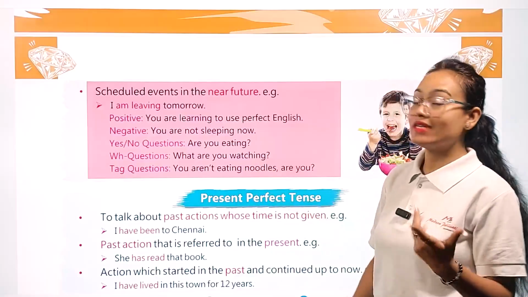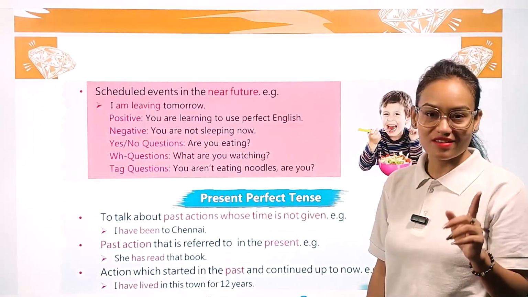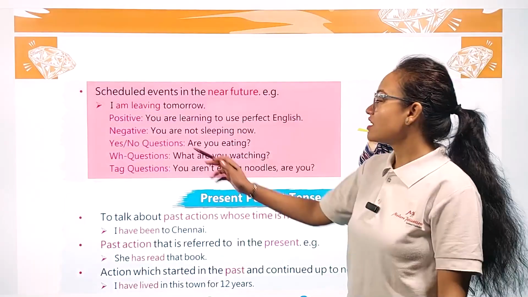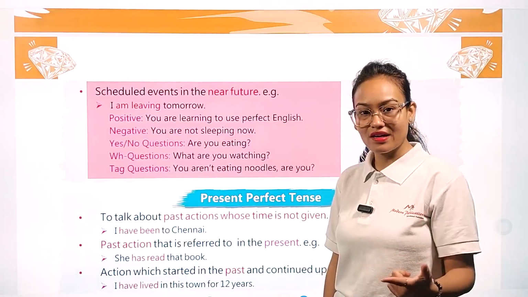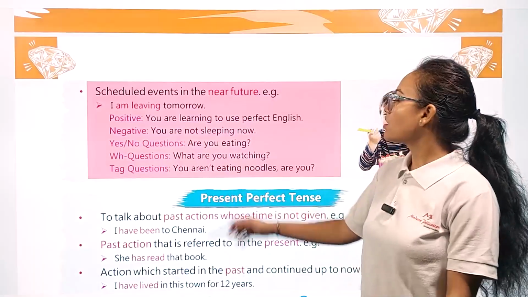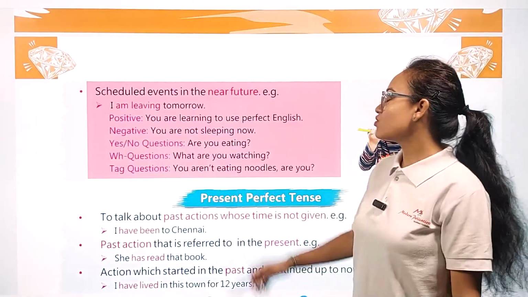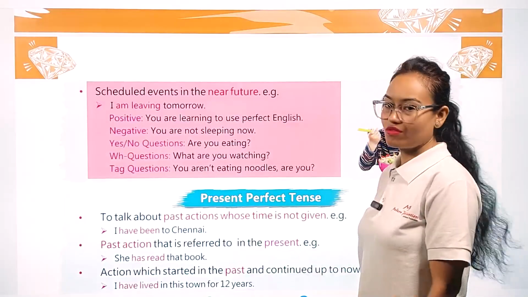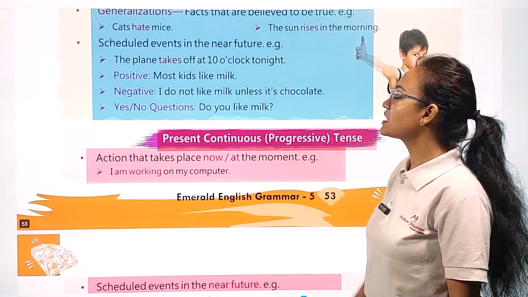So, are you eating? In what way are you going to answer? Yes, I am eating, or no, I am not eating. Like this. WH questions: here, my dear student, words like what and where come. Like what are you watching? Where are you going? Tag questions: you aren't eating noodles, are you? So in all these cases, my dear student, we use our present continuous tense.